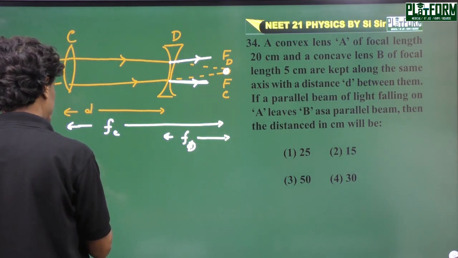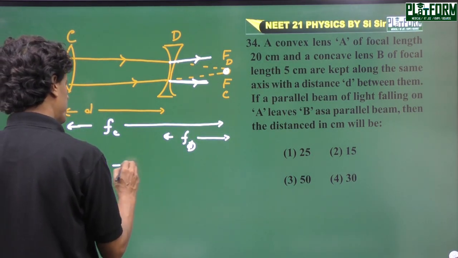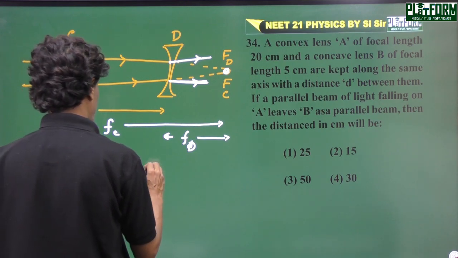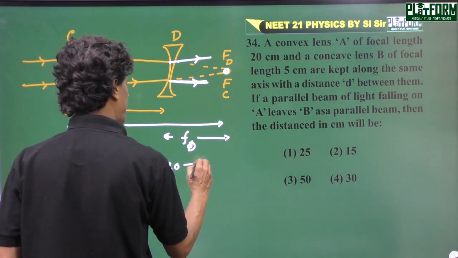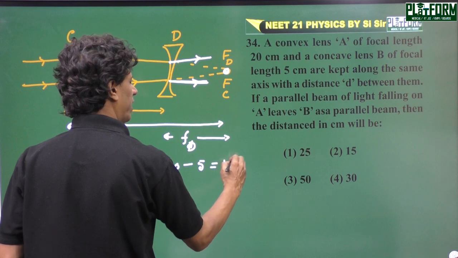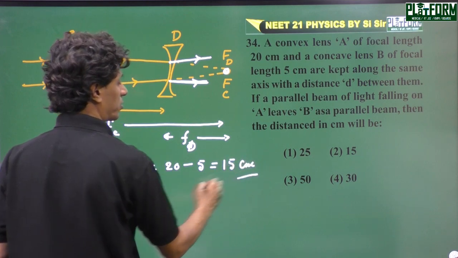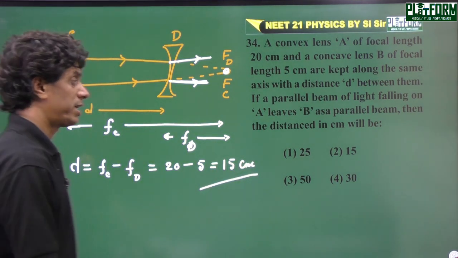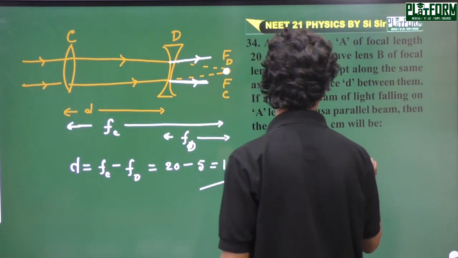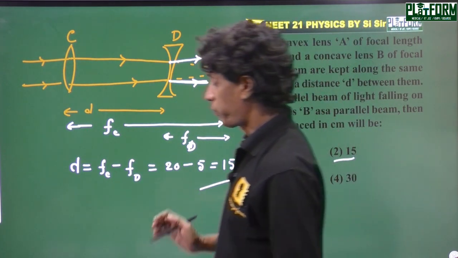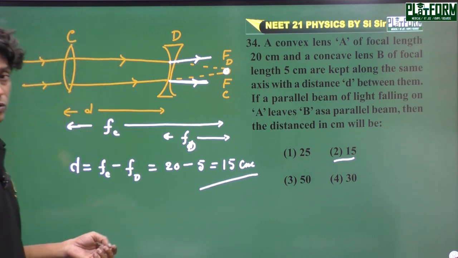Okay, this is the diverging lens and this is the converging lens. So we can say D is equal to FC minus FD. A simple question: it is 20 minus 5, and the final answer is 15 centimeters. So the separation between the two lenses is 15 centimeters and the right option here is 2. Okay, this is the problem taken from ray optics.